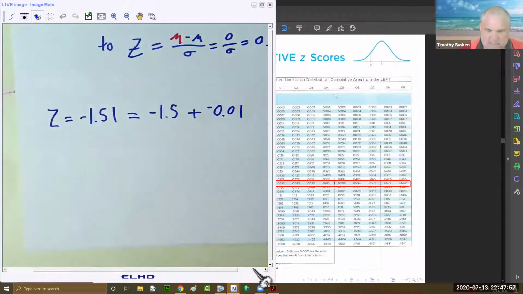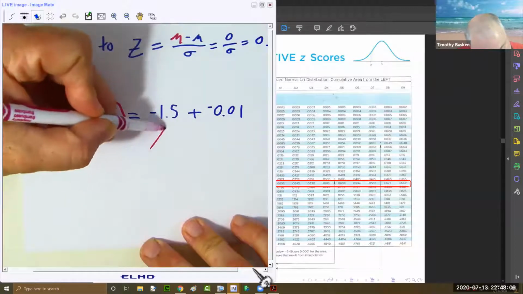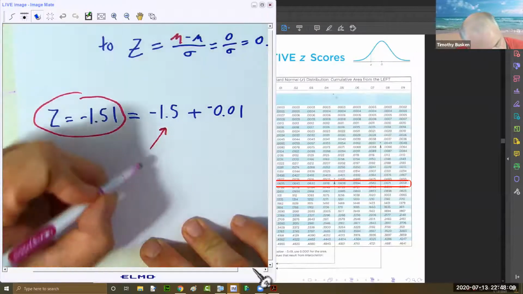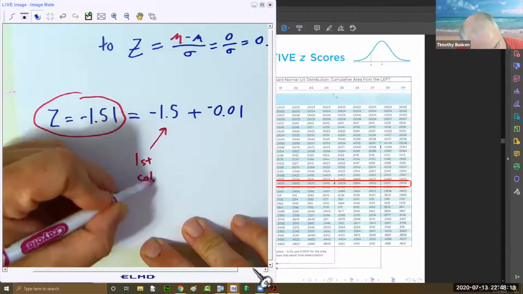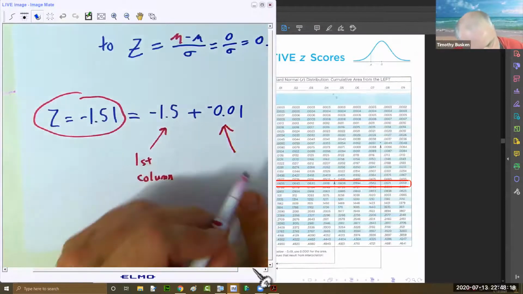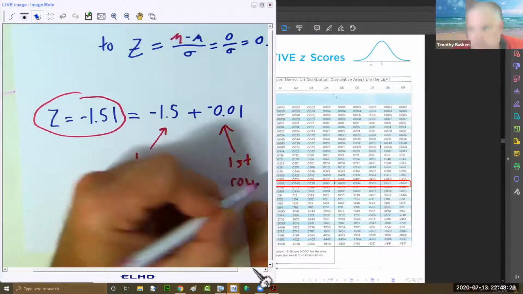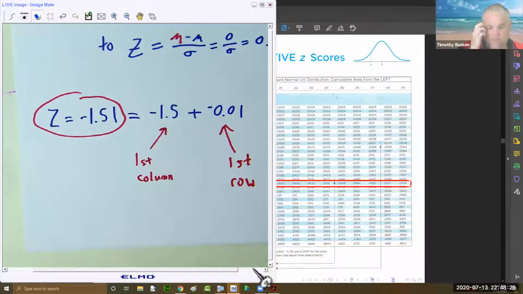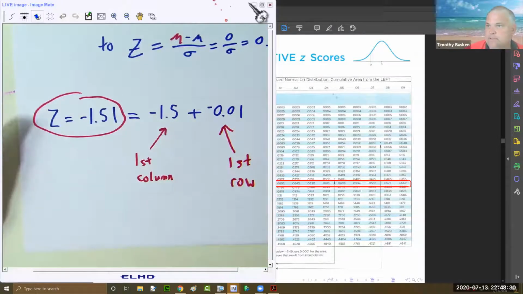And the reason we're going to split that up is, if you want to look up the cumulative area associated with negative 1.51, then you're going to need this part of the z-score. You're going to look that up in the first column, and the hundredths part of the z-score, you're going to look that up in the first row of the z-score table. So I'm looking for this number in the first column, and this number in the first row. Check to see how that works.